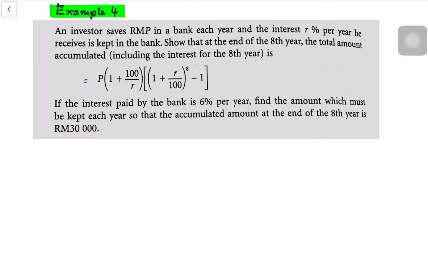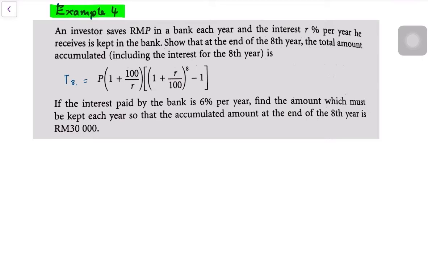Example 4. An investor saves P ringgit in a bank each year and the interest R% per year he receives is kept in the bank. Show that at the end of the 8 years, the total amount accumulated including the interest for 8 years is, so we have the expression. So this is actually the expression for T8.